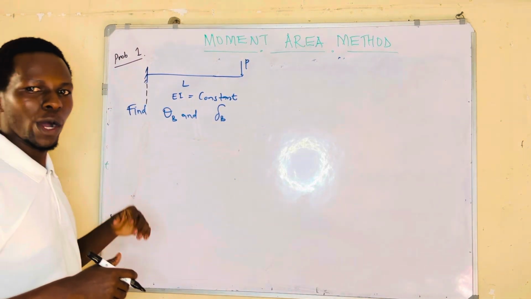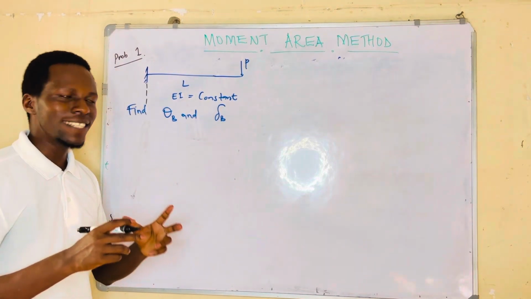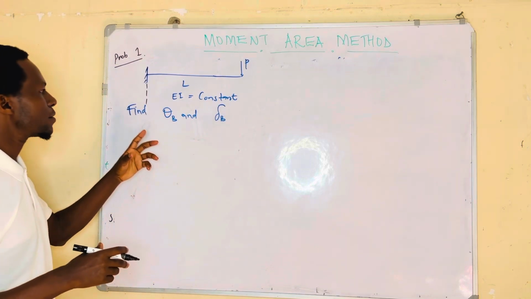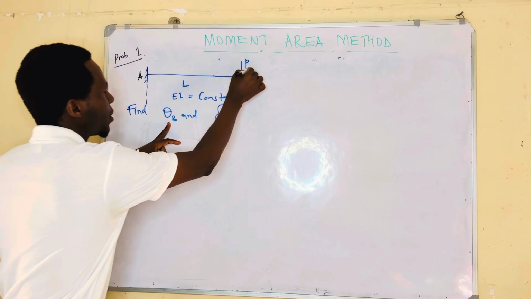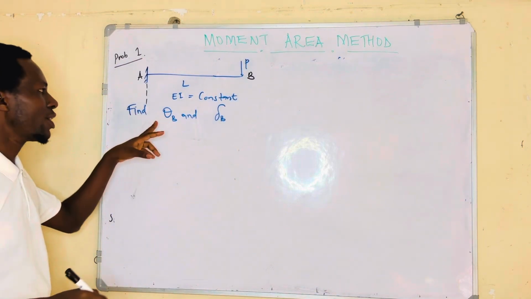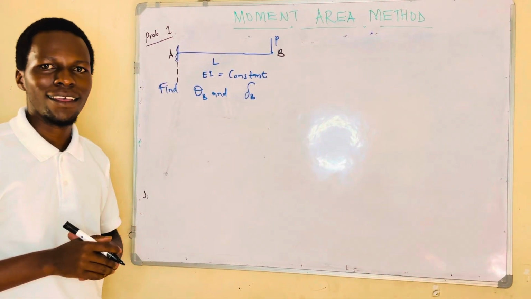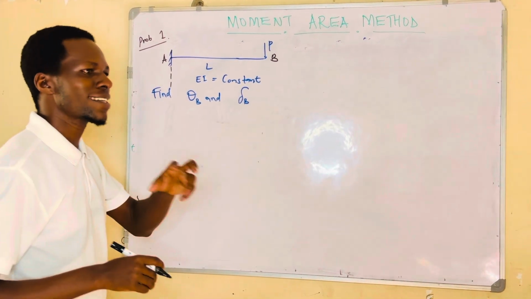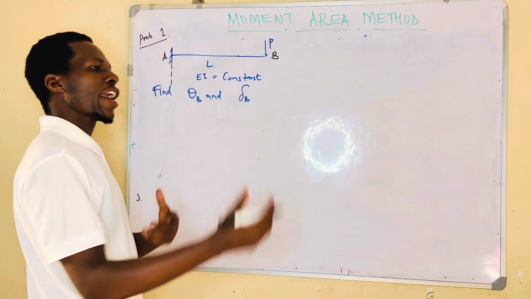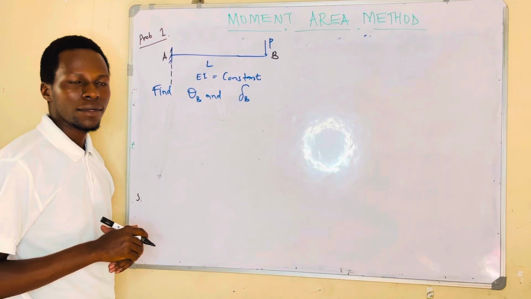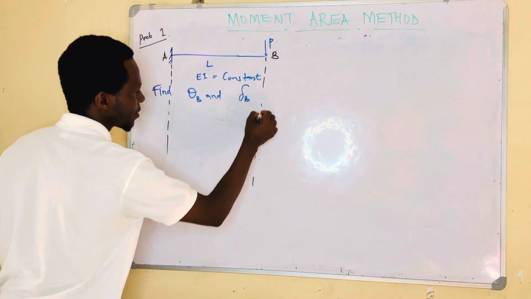It's a simple one. The question is: given that we have a cantilever beam, we are supposed to find the rotation at point A. By the way, this is point A and this is point B. Find the rotation at point B and also the deflection at point B. Since the first theorem says we need to find the area under the M by EI diagram, you can use two things to prove it.